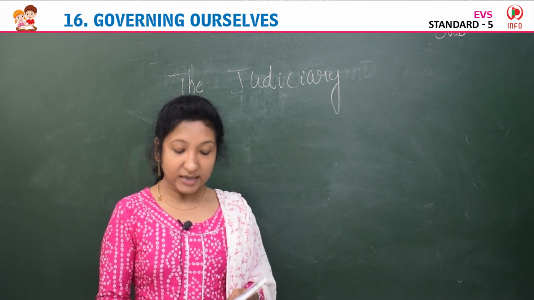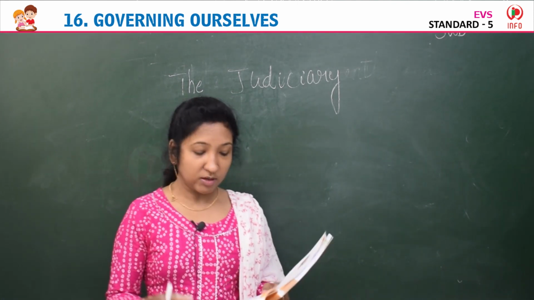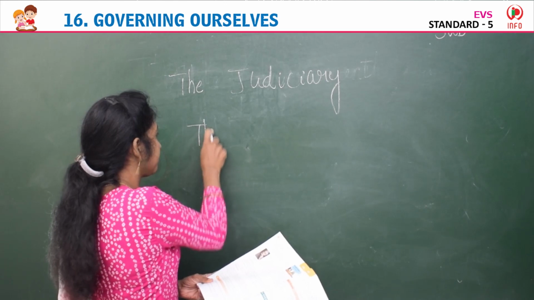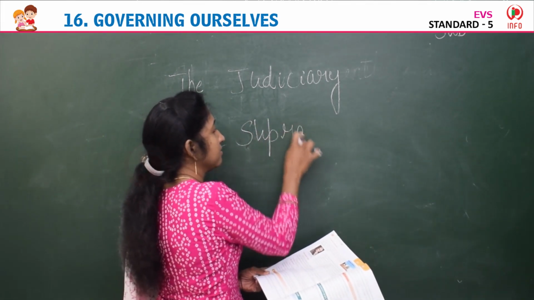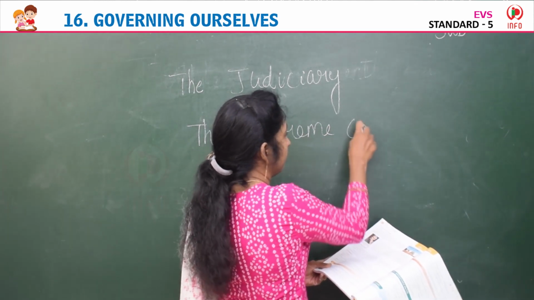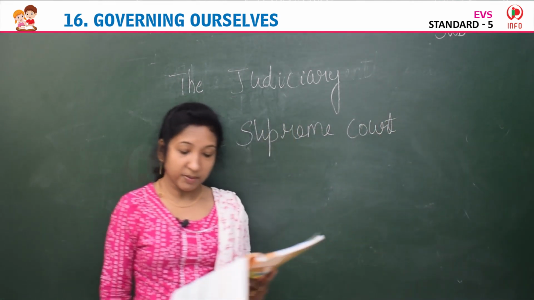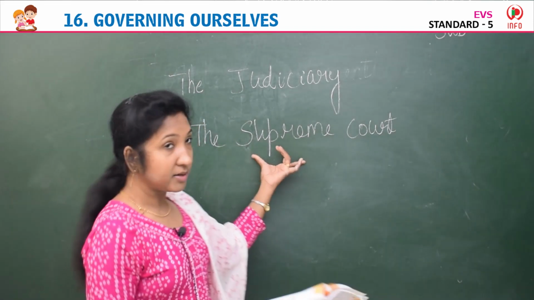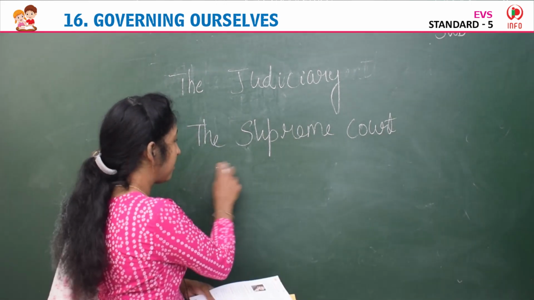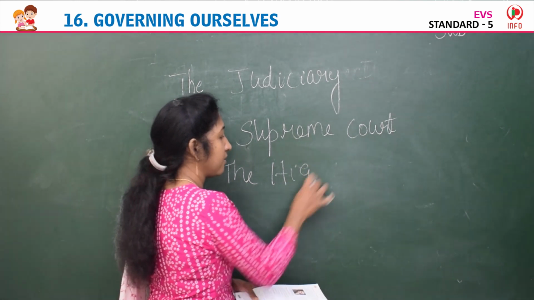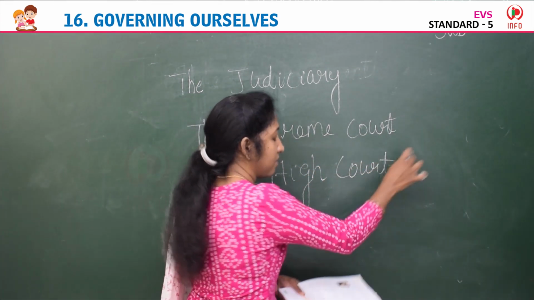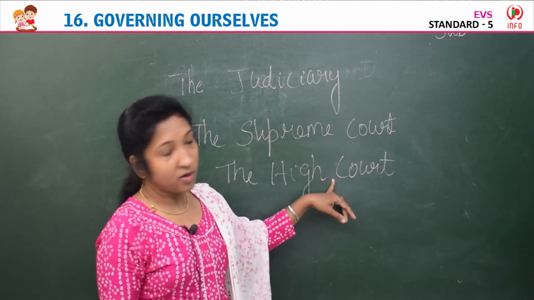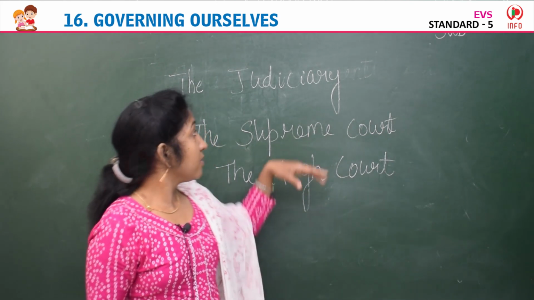The Supreme Court in New Delhi is the highest judicial body in our country. So, which is the highest judicial body in our country? It is the Supreme Court. And we have High Courts also in each state. The Supreme Court has a Chief Justice, and the High Court also has a Chief Justice. So that is about the judiciary.